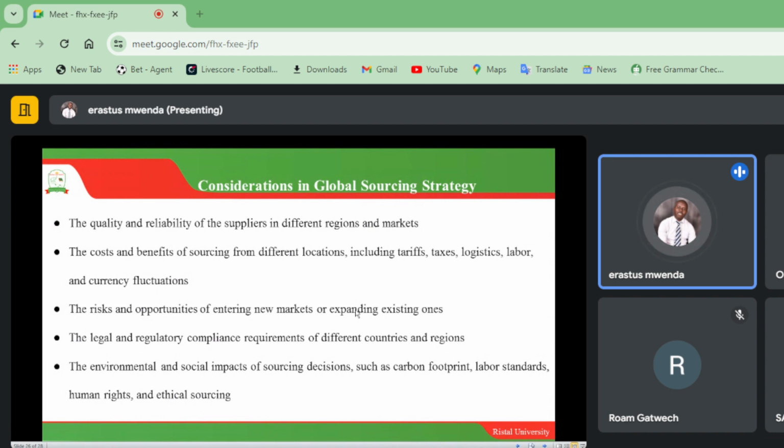And finally is the environmental and social impacts of sourcing decisions, such as carbon footprint, labor standards, human rights, ethical sourcing. We had discussions around the environmental issues. Nowadays, like I said in our previous lecture, we are having a lot of conversations in terms of going green, in terms of fuel efficient electronic gadgets. Like people are now moving into electric vehicles. I did give that example in our previous lecture.